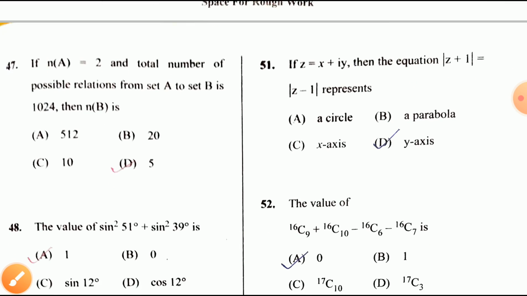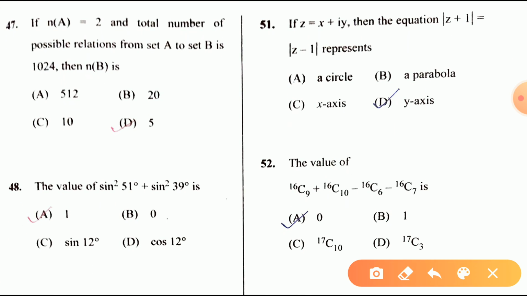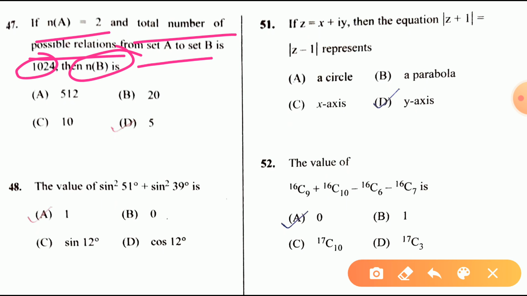Next question number 47. If n of A is equal to 2, the total number of possible relations from set A to set B is 1024. Then n of B is 5.